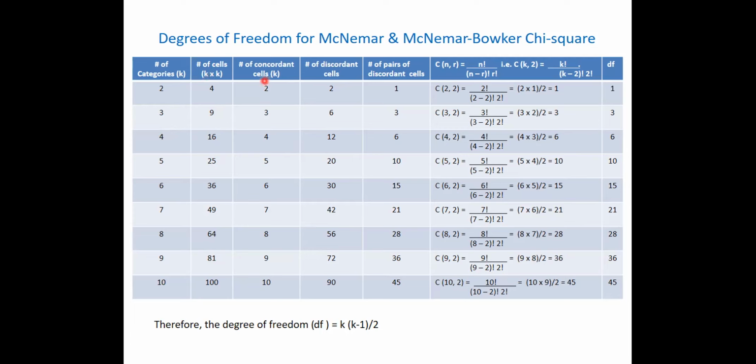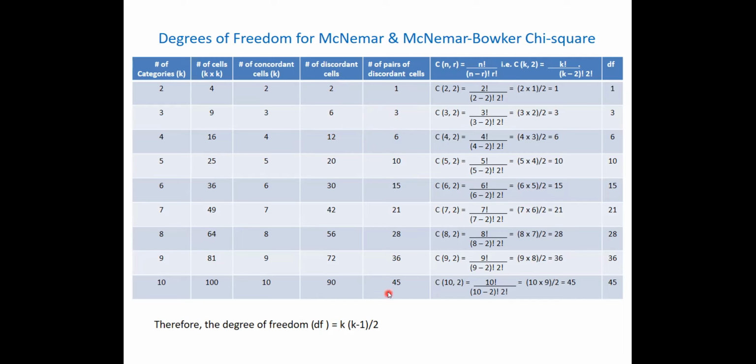Then the number of concordant cells will be K. I've already told you, you can see on the table that the number of concordant cells will be equal to K, the number of categories. Then the number of discordant cells will be 2 times the K. No, not necessarily 2 times the K per se. That is where the calculation is going per se. Then the pairs of discordant cells, can you see the pairs of discordant cells?